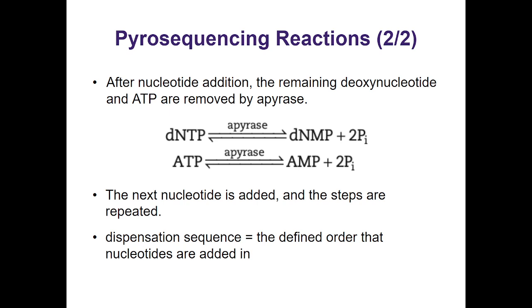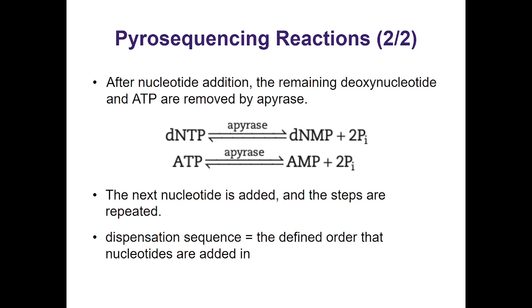After the nucleotide addition, the remaining deoxynucleotide and ATP are going to be removed by apyrase. That's this right here. We need to reset it each time so we don't continue having reactions. The next nucleotide will then be added. The steps will be repeated over and over and over, adding one at a time and detecting if that actually did add or not. Okay.